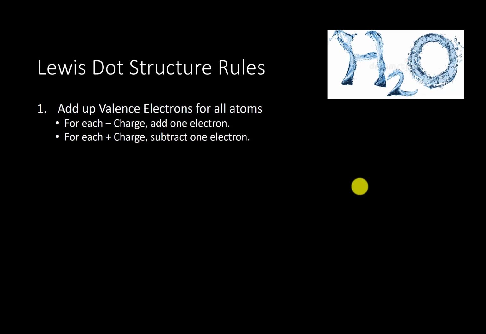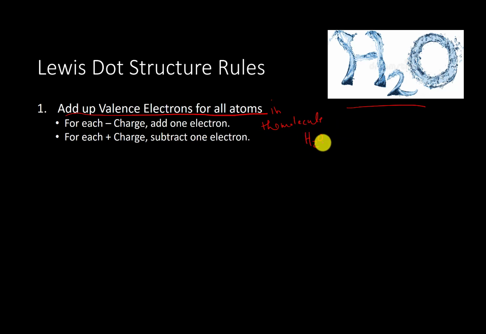So we're going to start off with something quite easy, H2O, and we're going to try to figure out what the Lewis dot structure for H2O is by following these rules. Okay, the first thing we do when we're trying to figure out the Lewis dot structure is we add up the valence electrons for all atoms in the molecule. Okay, in the molecule. So let's take the case of H2O.